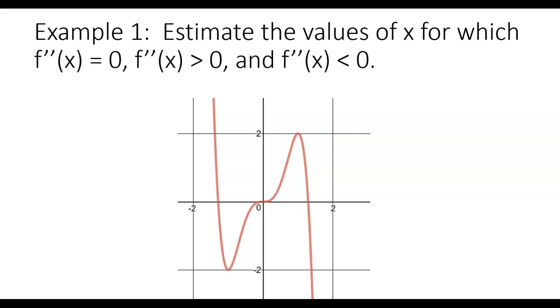All right, so let's go ahead and take a look at example 1 here. We want to identify where f double prime of x is equal to 0. We want to identify where f double prime of x is greater than 0. And we want to identify where f double prime of x is less than 0. Now, when the second derivative is less than 0, that means the graph would be concave down. So where on this graph would it be concave down?